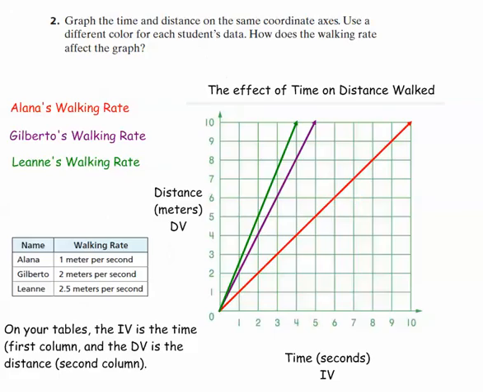Alright, so here's what our graph should look like. Notice I've got 3 different colors. You can still see Elena's walking rate represented by the red line, Gilberto's is represented by the purple, and Leanne's is in green. You'll also want to remember to include a key on your graph so that you know what color is representing each student in this story.